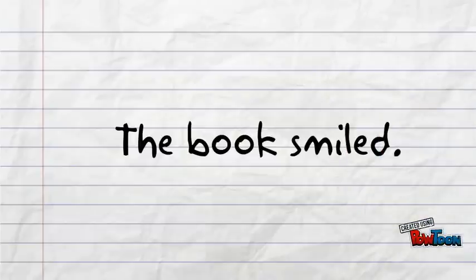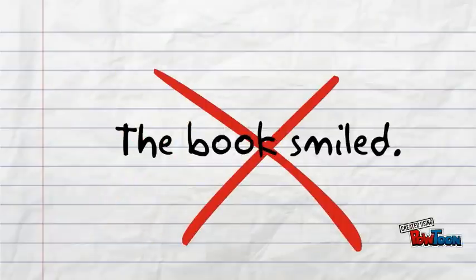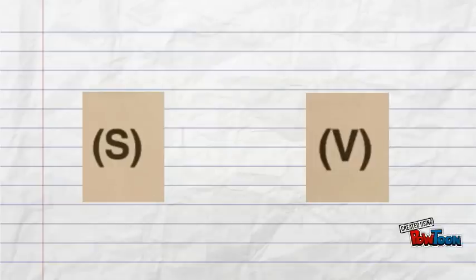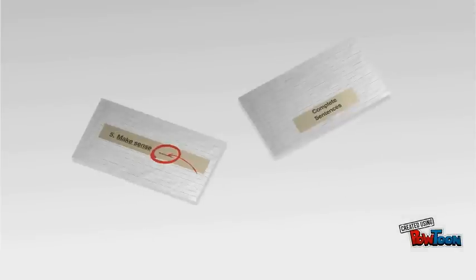to make sense. Let's look at another sentence. The book smiled. Do you think this sentence makes sense? No, it doesn't. In real life, books can't smile. This sentence doesn't make sense. Remember, each time you write a sentence, make sure it makes sense. To help us remember the last requirement that the subject and verb must work together to make sense, we will use this symbol to show the 2 words working together.